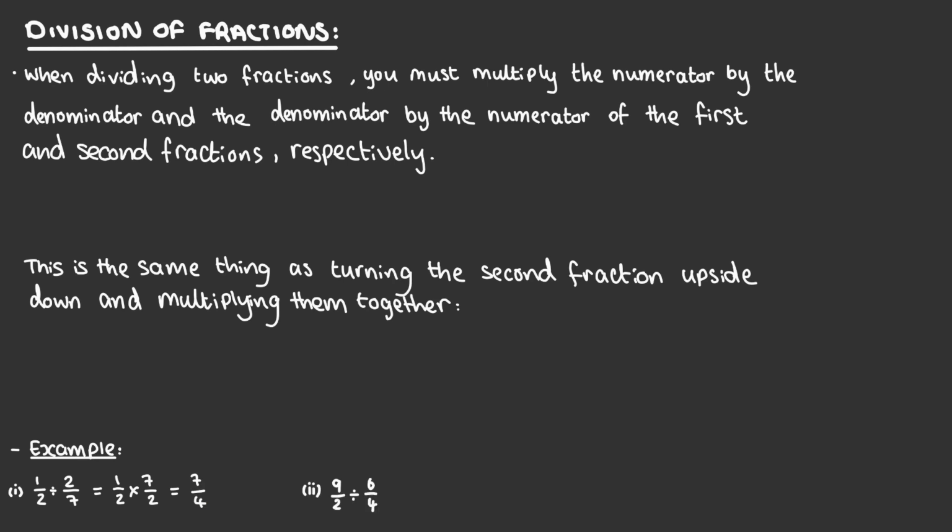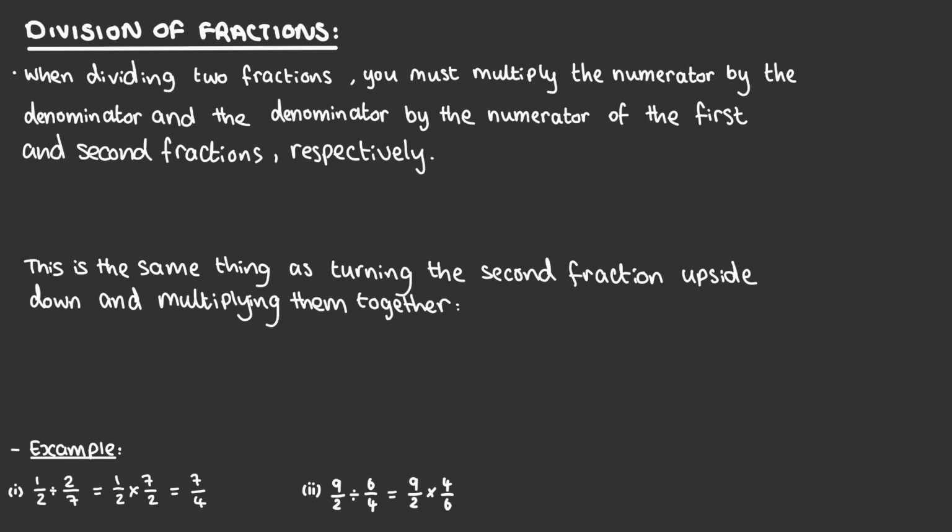Let's say you wanted to divide 9 over 2 by 6 over 4. Now 6 over 4 has an equivalent fraction 3 over 2, but I'm going to leave it as 6 over 4 in this example. If you wanted to make your life a little bit easier, you could simplify 6 over 4 by dividing the numerator and the denominator by 2. So 6 divided by 2 would be 3, and 4 divided by 2 would be 2. So 6 over 4 is equal to 3 over 2.